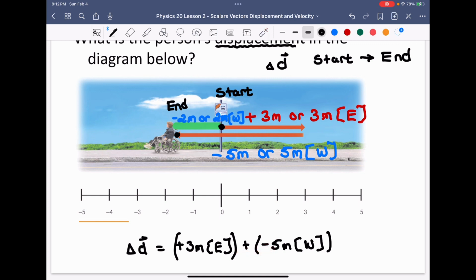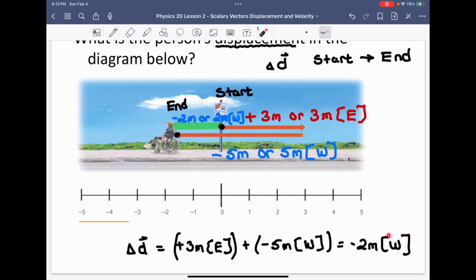Now, what is the overall displacement? We add these two things together, +3 plus a -5. This is equal to -2 meters in the west direction. Now, oddly, these are kind of a redundancy. So if you put -2 meters and the west symbol, you're kind of doing the same thing twice.